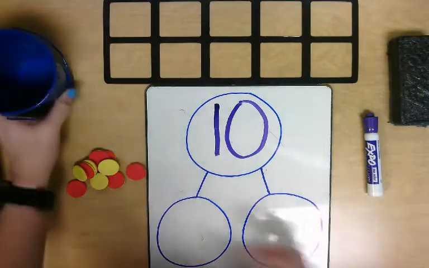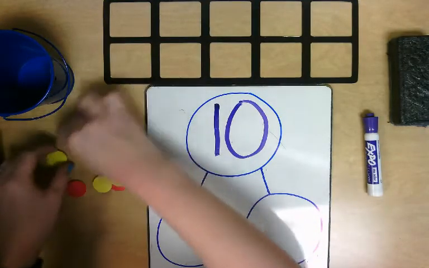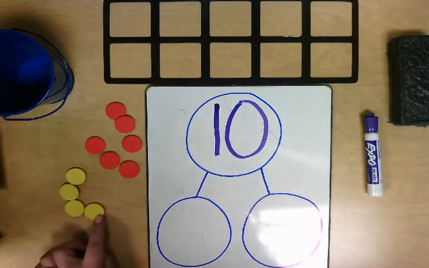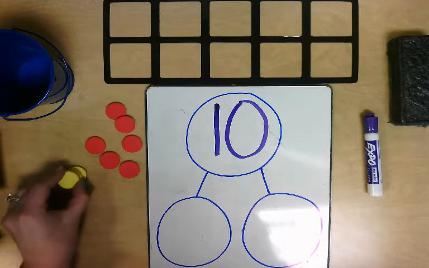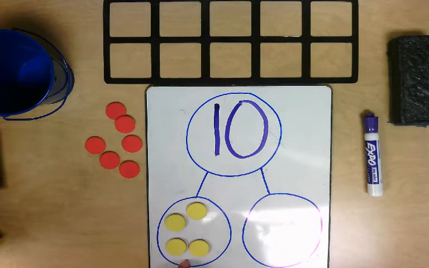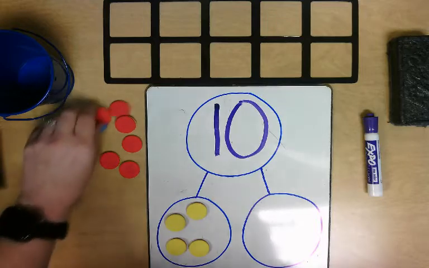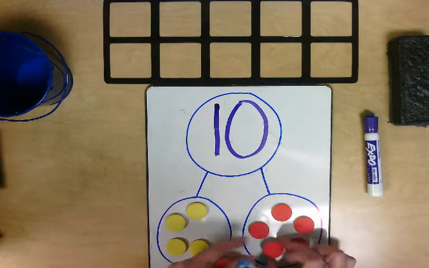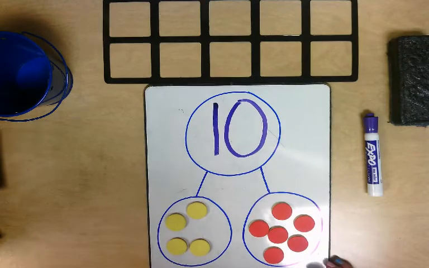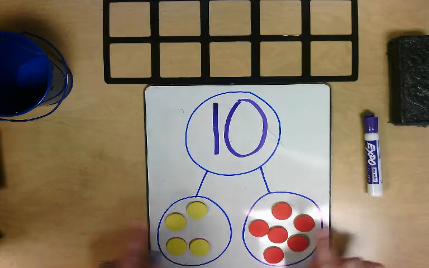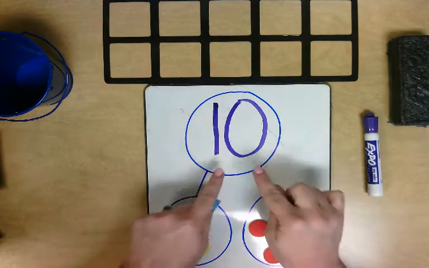So let's see what we've got here. All right, if I separate into my different colors, let's see, how many do we have that came out yellow? Let's move them over here into the first part. 1, 2, 3, 4. I have 4 yellow for my first part. Let me gather all the red ones. 1, 2, 3, 4, 5, 6. I have 6 red in my second part. So that shows me that 4 and 6 are 2 parts, and when you put them together, it equals 10.